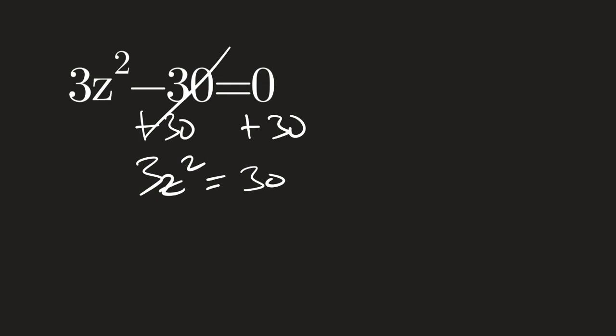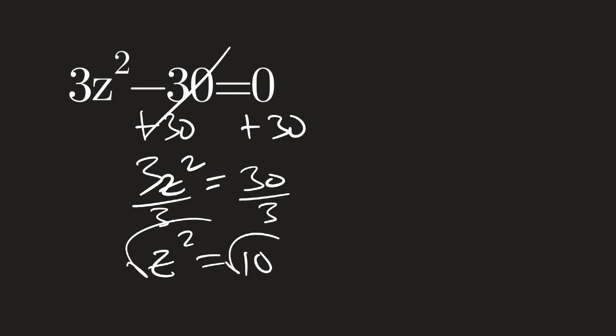How do we get rid of the 3? Absolutely. Divide. That's 3 times z squared. Guys, now we've got a division step. Z squared equals 30 divided by 3, which is 10. Whatever's being squared, isolate that on one side of the equation so that we can take a square root now. Okay? Now we're ready to take the square root.